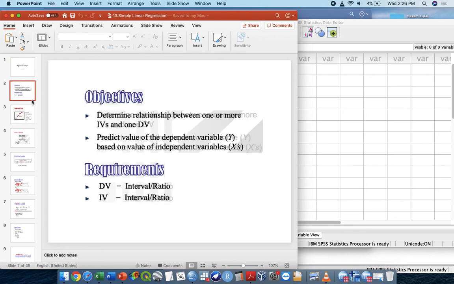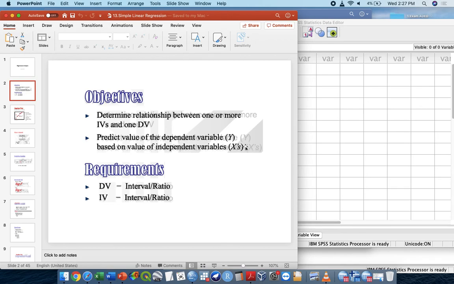Or we call it regression analysis. The objective is to determine the relationship between one or more IVs on the 1 DV. So you have 1 DV, for example, in this particular case, some score. Then we want to identify the X's that can predict the Y. Not Y's, Y, because there is only one Y. Predict values of the dependent variable, which is Y, based on the value of the independent variable X.